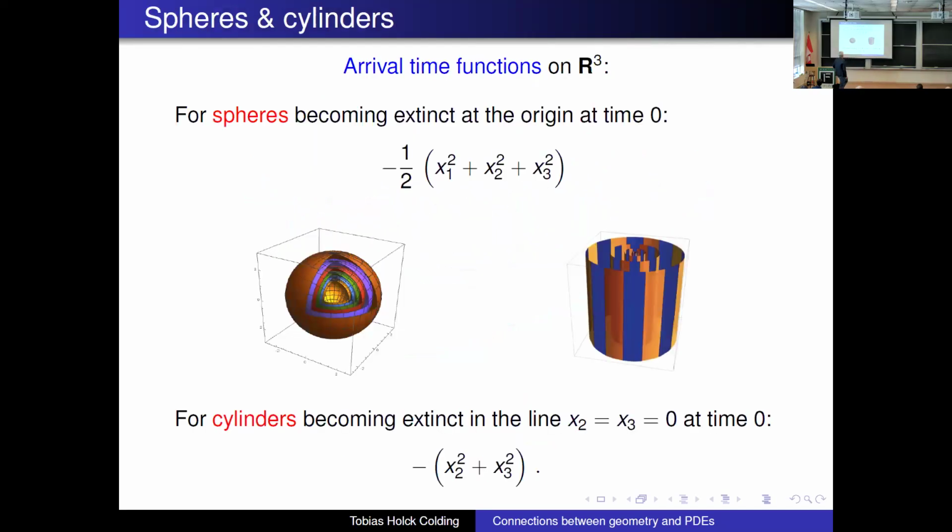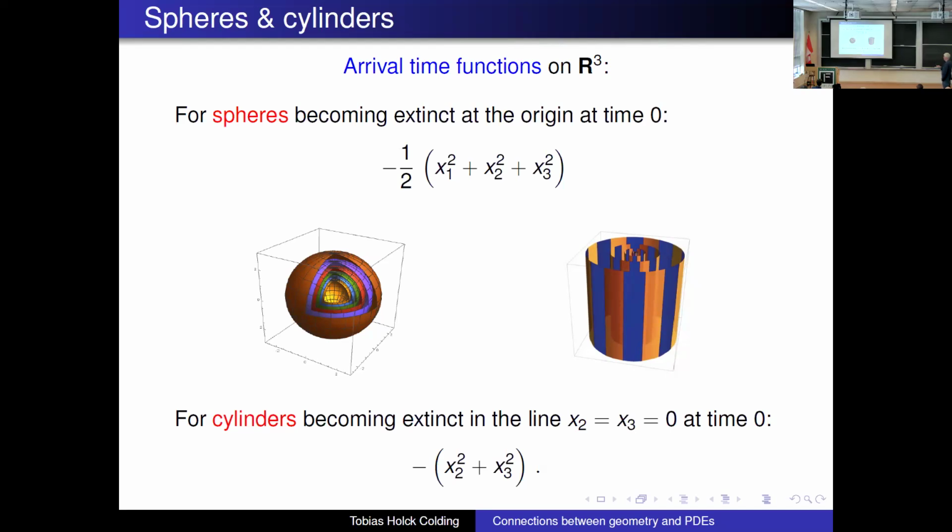So here is the arrival time function in two simple examples. These are even simpler than the examples I looked at, the dumbbell and the marriage ring. An even simpler example would be to look at the mean curvature flow where you take a round sphere and look at its evolution. This is to your left, where you see the different level sets, and to your right, you have the evolution of a round cylinder.